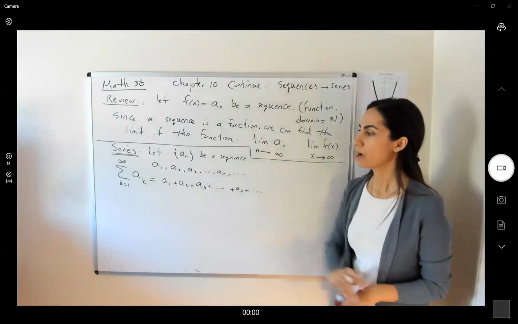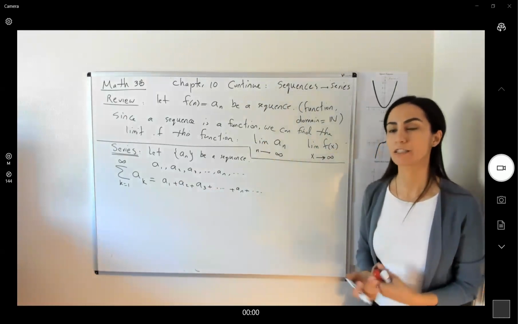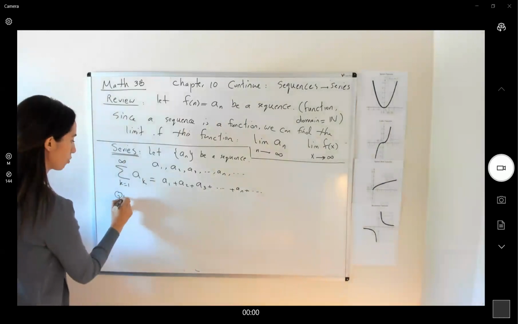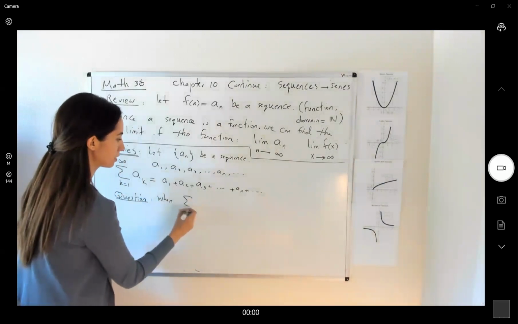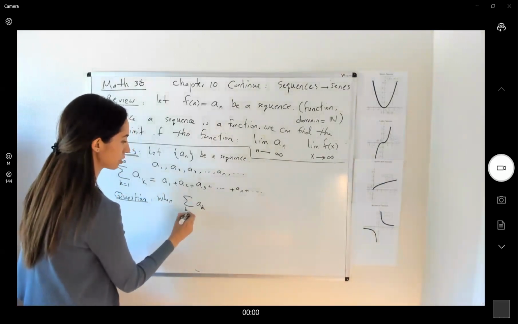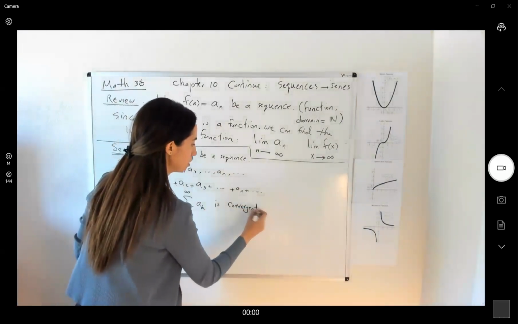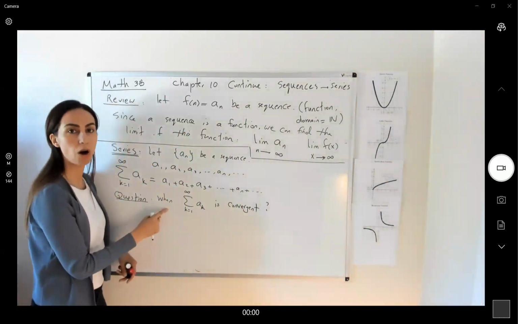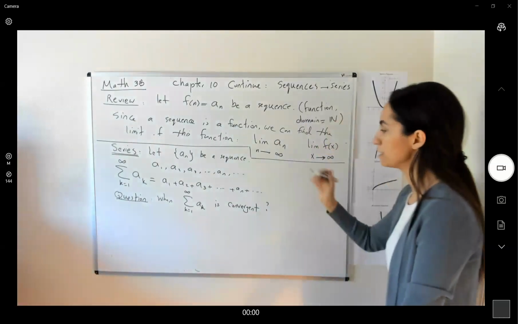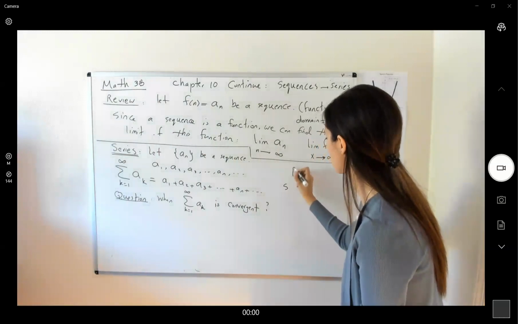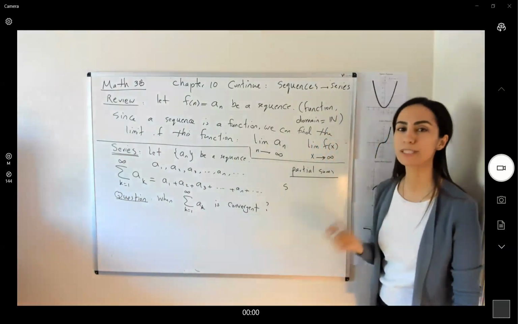So the question is, when is a series convergent, and when is it divergent? This is the question that we answered last lecture. When is the series a sub k, k from 1 to infinity, convergent? When does this new object have a limit? What we did, we took partial sums to form a new sequence.